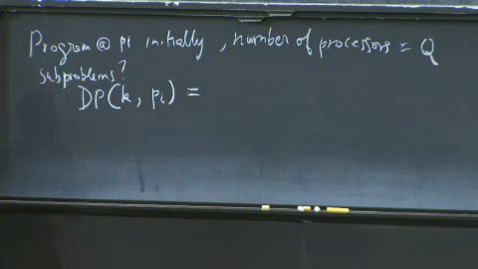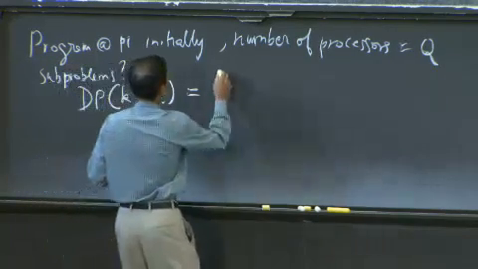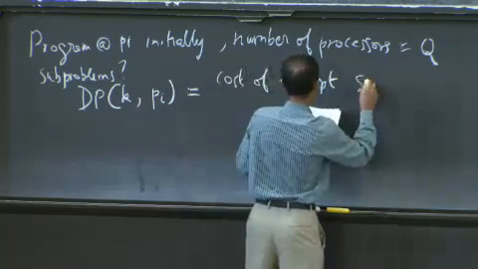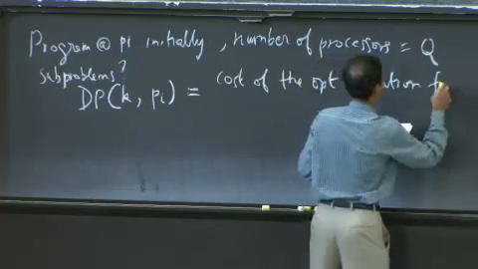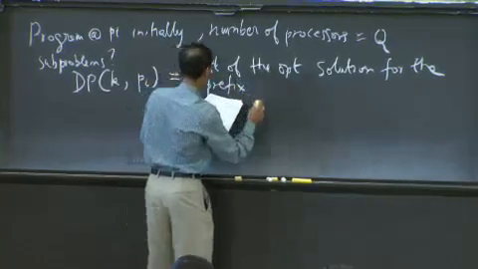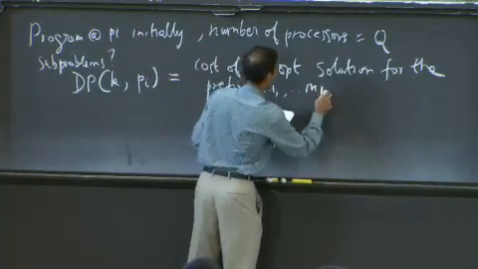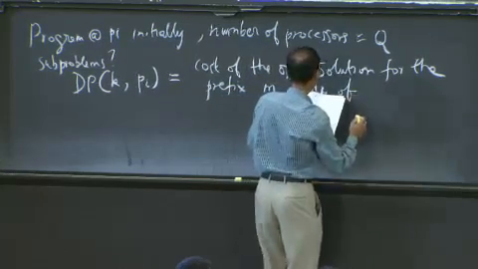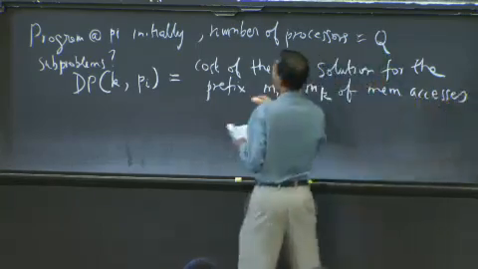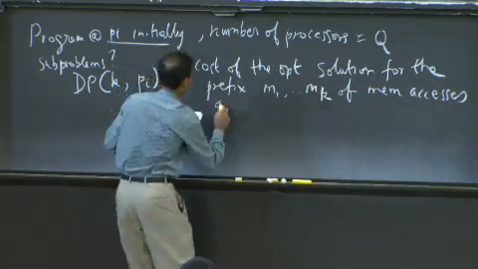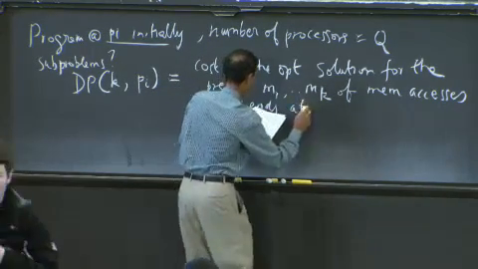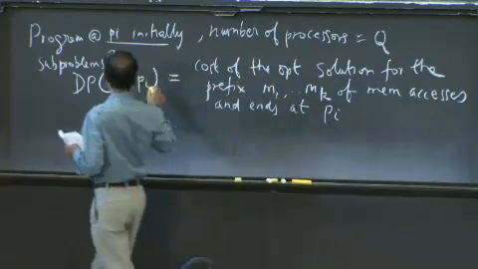And so dp k p_i is the cost of the optimal solution for the prefix M1 through Mk of memory accesses when the program starts at P1 and ends at Pi. So that's my subproblem.